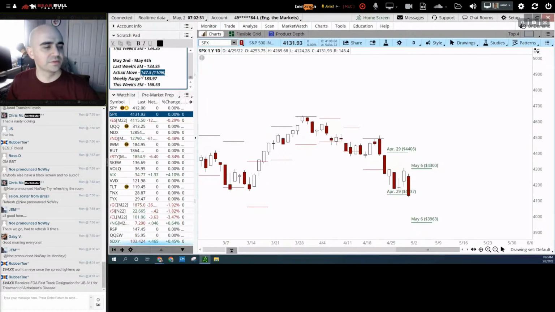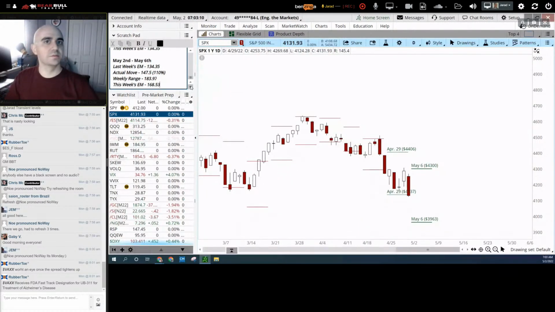So our actual move from mid-level, which is Friday's close the week prior, into the end of Friday last week, was about 147. So we got a little bit more of an actual move versus the expected. And then the weekly range, which is simply the highest high and the lowest low, you basically want to be thinking about this like the weekly candle from last week, was about 183. So the full range of trade represented a little bit more opportunity.